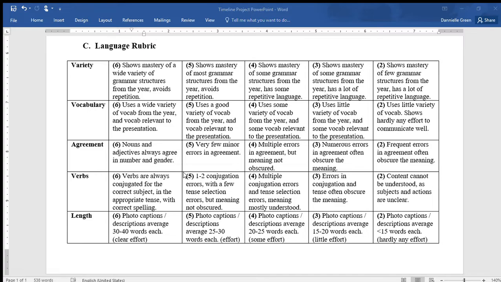Each PowerPoint slide should have a title, a picture, and a caption. A couple common questions that I get with this are, can I go into the future? Can I talk about things that haven't happened yet? And yes, you absolutely can. Feel free to include some things in the future. If you have any questions about what's appropriate or what's not, definitely feel free to ask me.